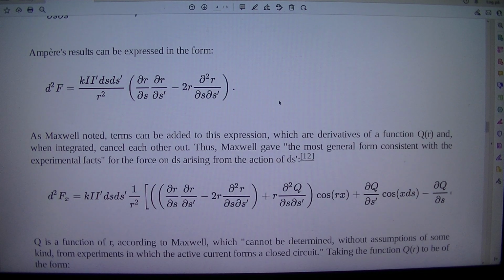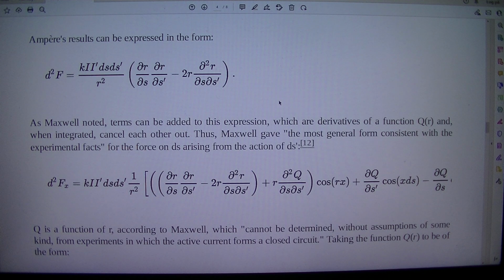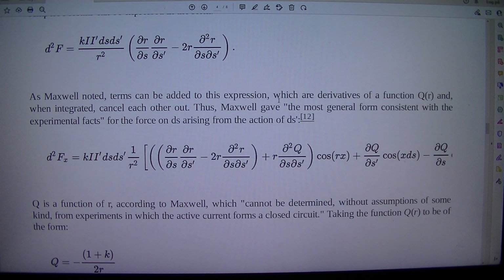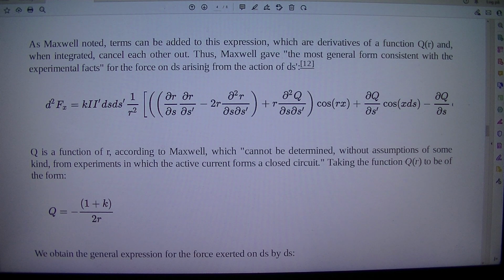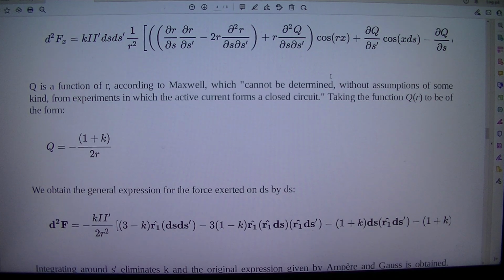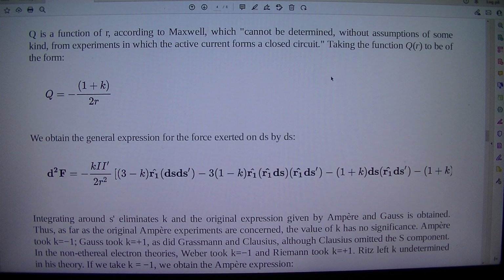Terms can be added to this expression, which are derivatives of a function Q(r) and, when integrated, cancel each other out. Thus, Maxwell gave the most general form consistent with the experimental facts for the force on ds arising from the action of ds'. Q is a function of r, according to Maxwell, which cannot be determined, without assumptions of some kind, from experiments in which the active current forms a closed circuit.